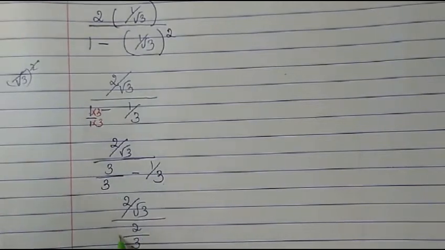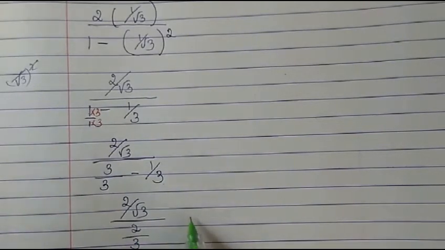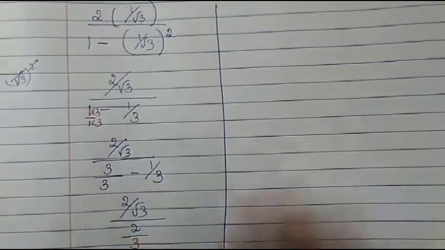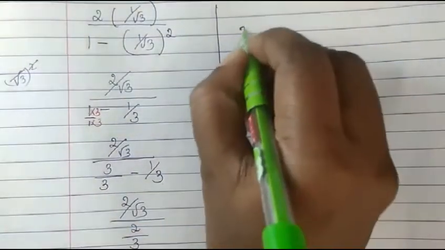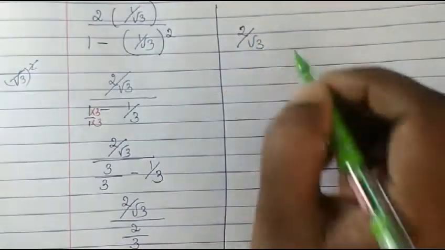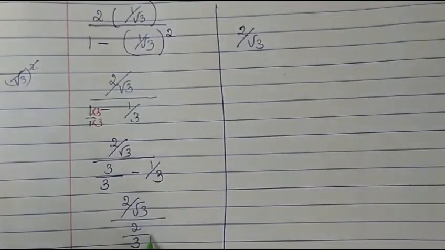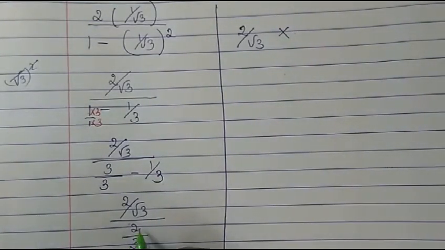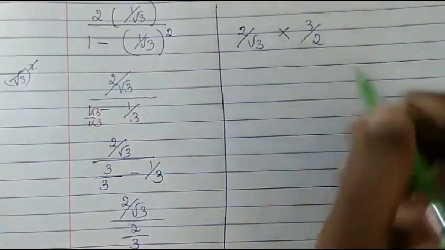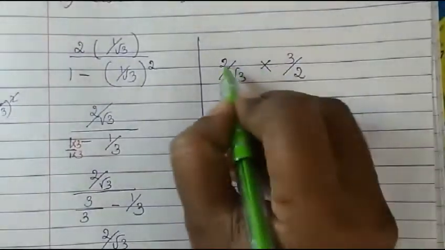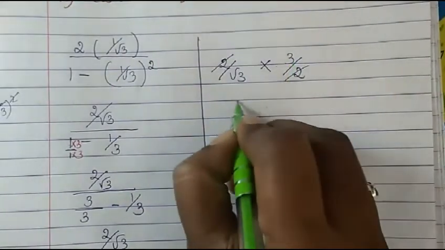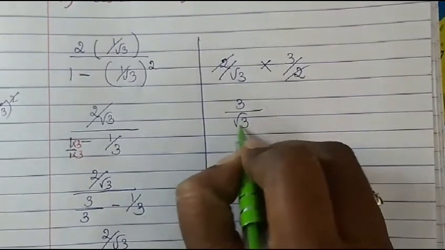So now what we will do, the whole thing that is in the denominator, we'll get it to this side, then it becomes multiplication. So I'm just writing down here 2 upon root 3, and this whole thing we will get to this side, so it becomes multiplication, and we write the reciprocal. 3 will come up and 2 will come down. So that's how we do this. Okay, now 2 can get cancelled. So now we have 3 up and root 3 down here.